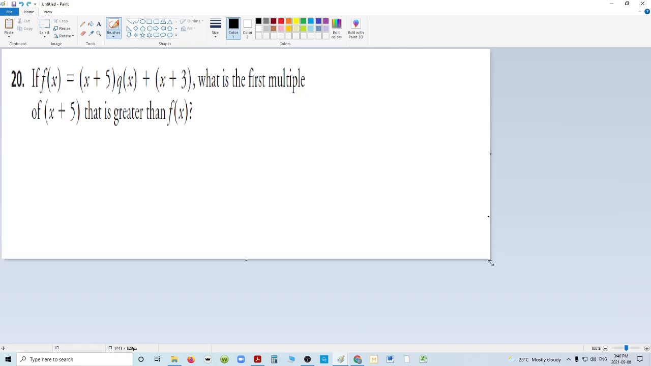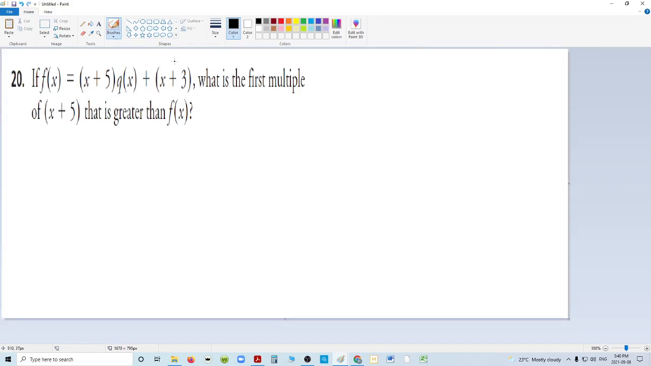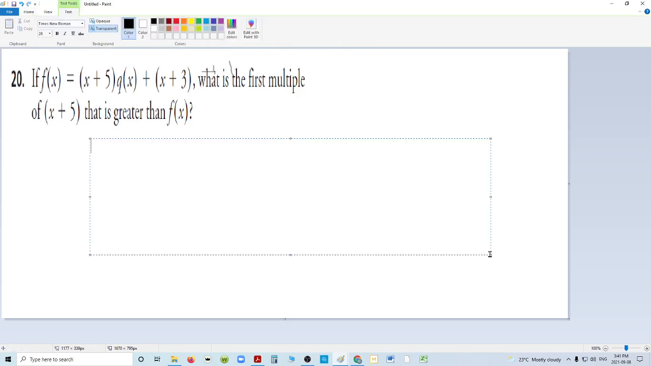The first thing that's greater than it is when we add 1, but that's not true. I'm not sure what they're asking for. What is the first multiple of x plus 5? So what, like a number in front of it by multiple? Not quite sure what the question is. Hard to answer a question when you don't know what the question is.